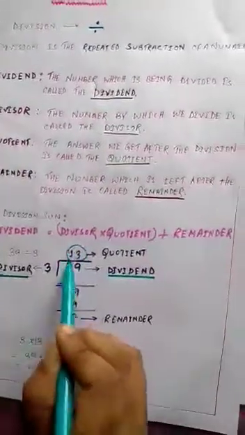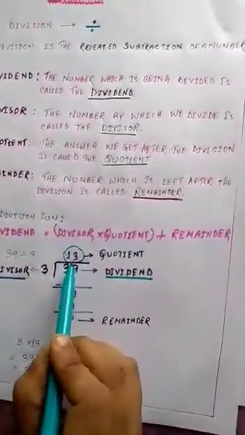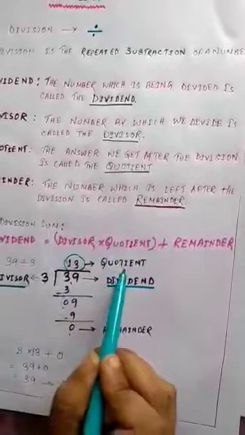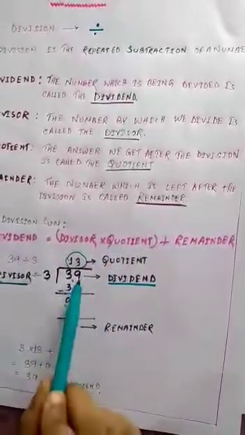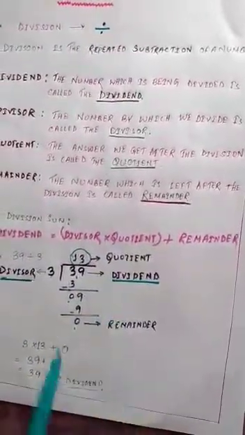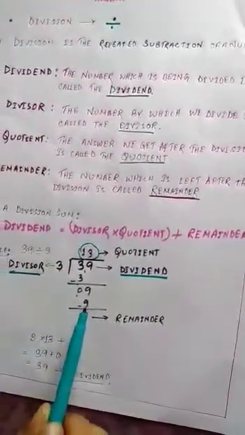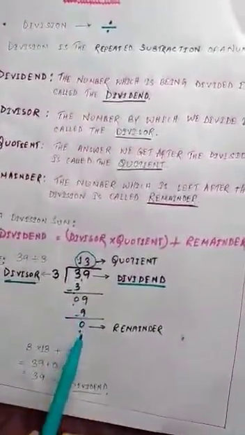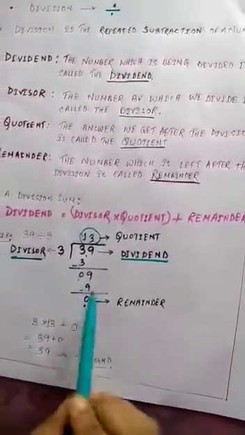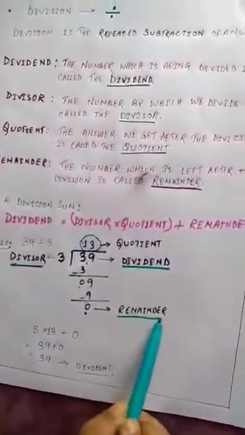So 13 is called the quotient, and 39 is called the dividend. After dividing, the leftover number is 0, as it is completely divided. So this 0 is called the remainder.